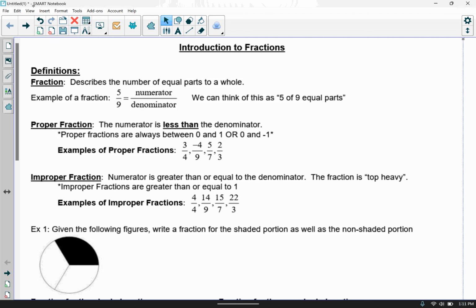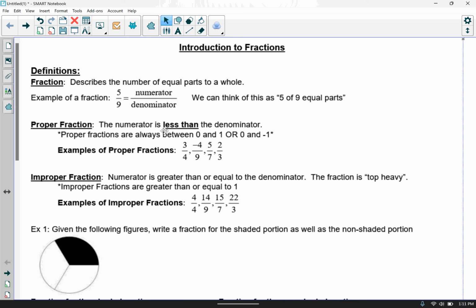We're looking at here an introduction of fractions, and so the basic definition of a fraction represents the number of equal parts to a whole. So, for example, 5/9, that 5 up top is referred to as the numerator, and the 9 in the bottom is referred to as the denominator. And we can think of this as 5 of 9 equal parts.